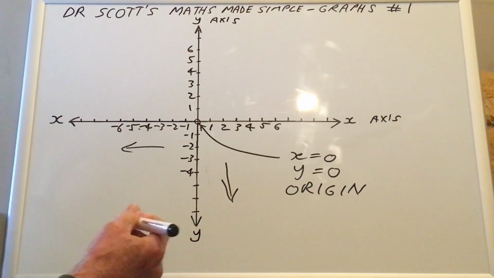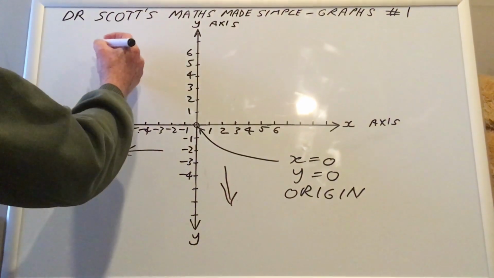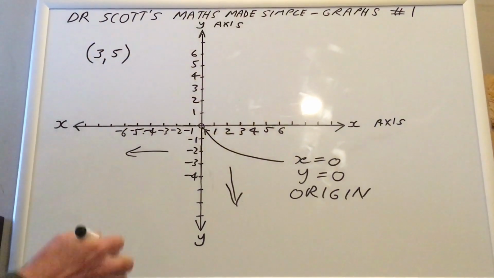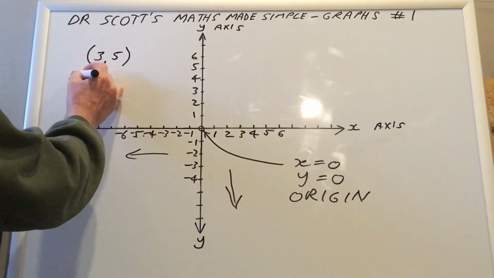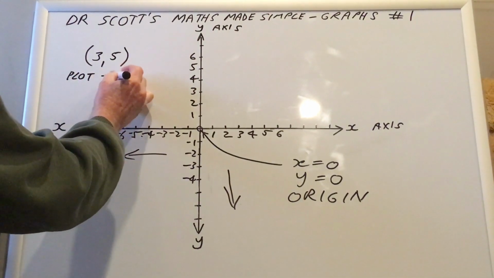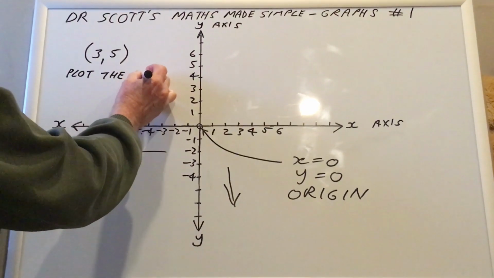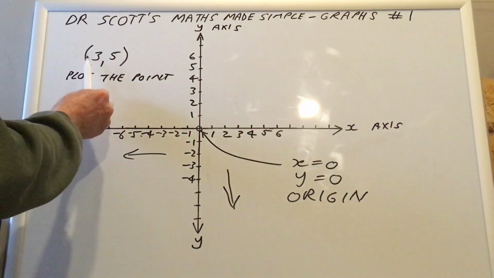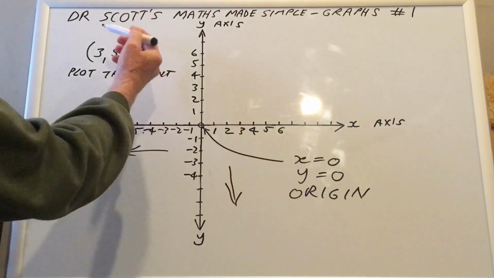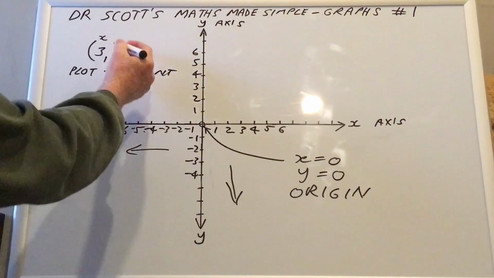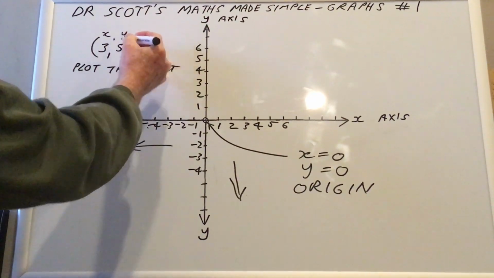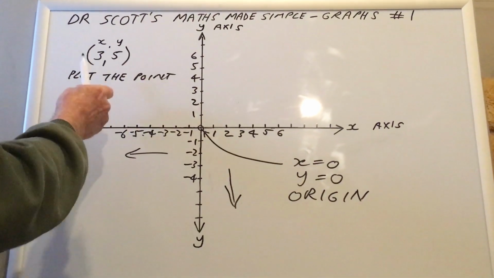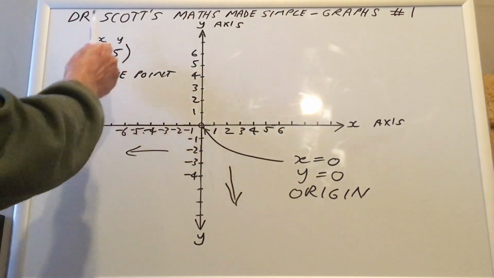So sometimes your teacher might say to you, I want you to plot the point (3, 5), and they put it in brackets like that. They say plot that point, plot the point (3, 5). The first number is always the X. The second number is always the Y. So that's the X and that's the Y. Whenever you get two numbers to plot on a graph, it's always X, Y.